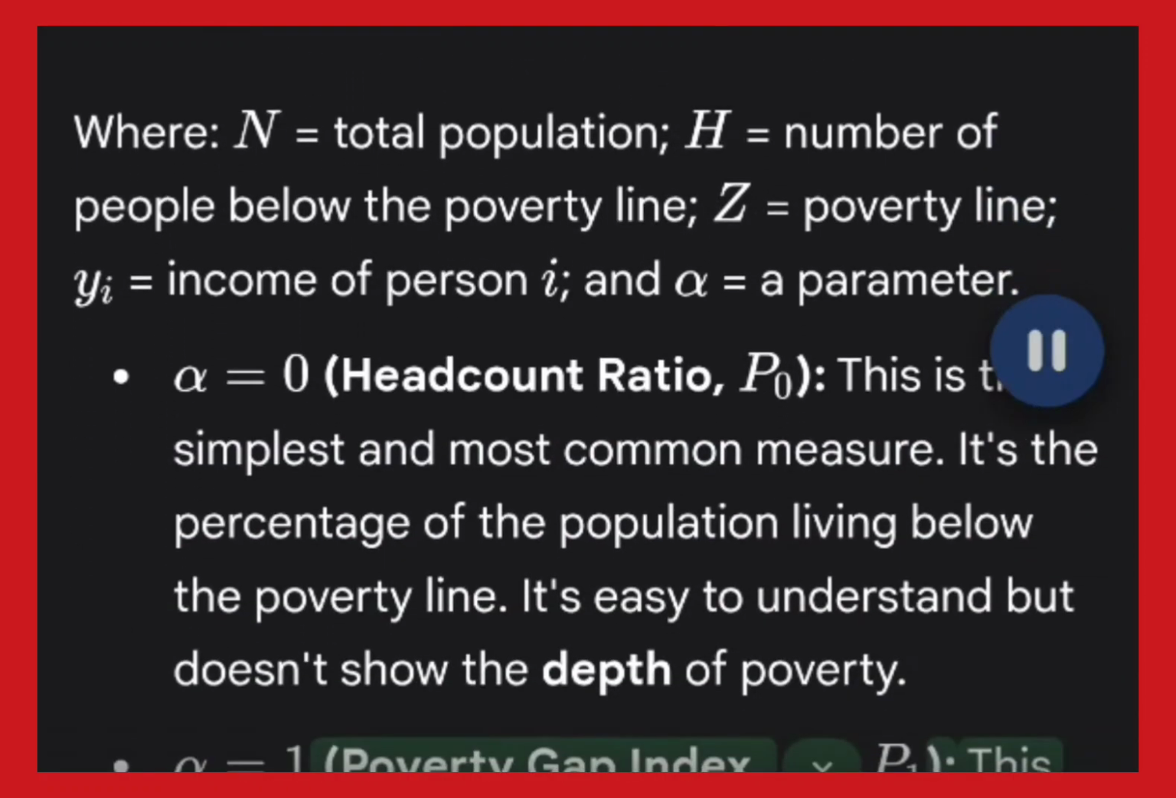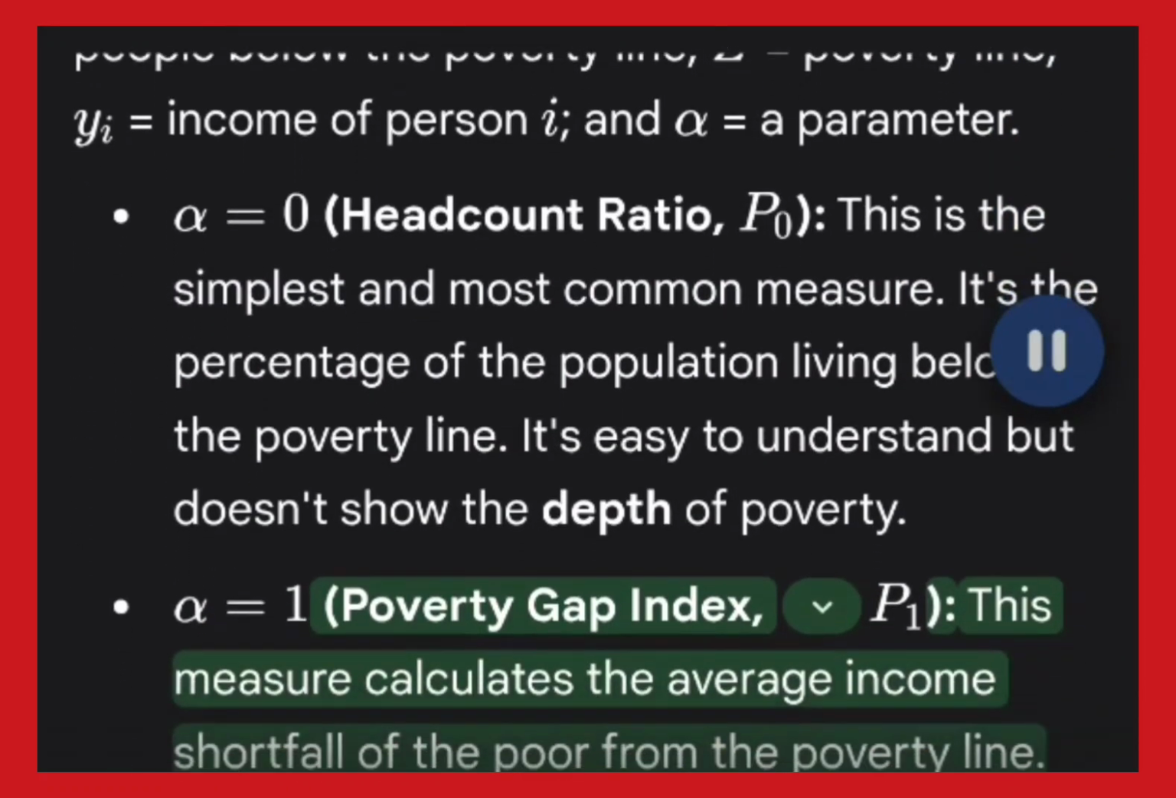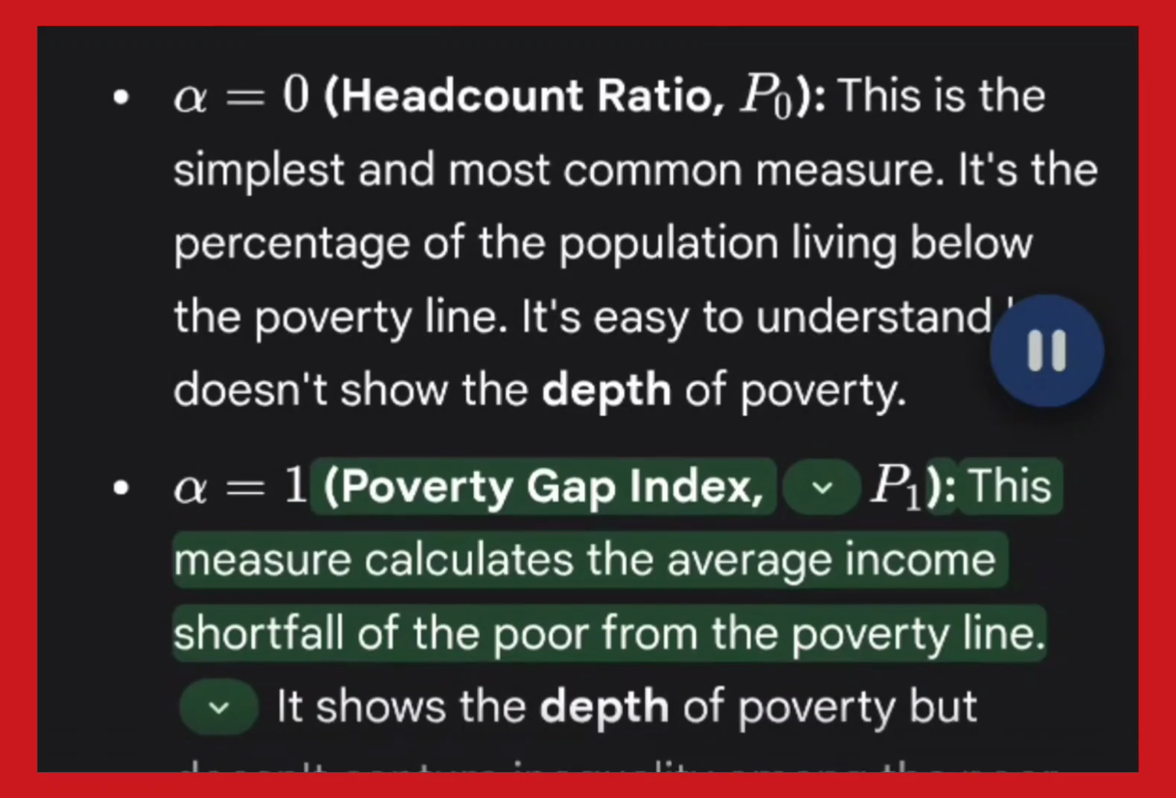Alpha equals 0, head count ratio, P_0. This is the simplest and most common measure. It's the percentage of the population living below the poverty line. It's easy to understand but doesn't show the depth of poverty.